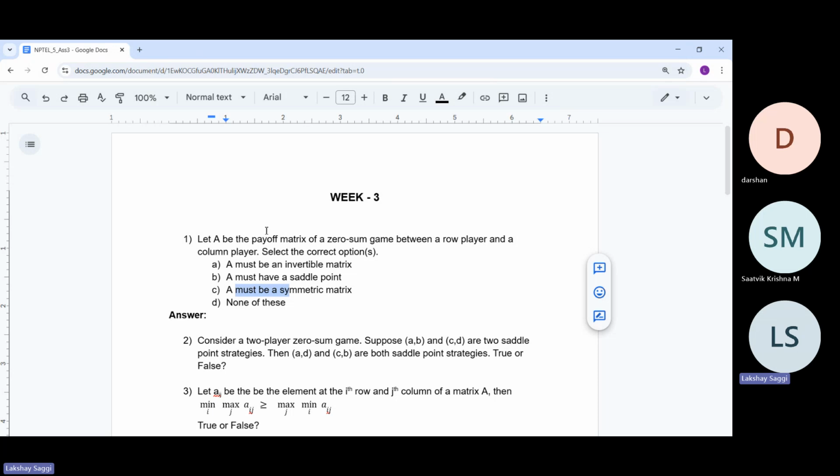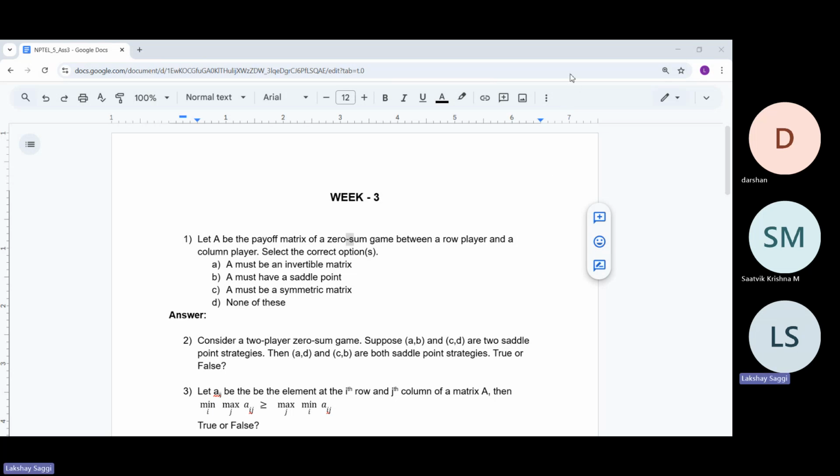First of all, I hope everyone knows what the payoff matrix is. So the payoff matrix is just a matrix where the (i, j)th entry denotes the reward for the row player when the row player plays i and the column player plays j. And since it's a zero sum game, the column player's reward is the negative of this entry. So Aij gives us the reward for the row player and minus Aij gives us the reward for the column player.